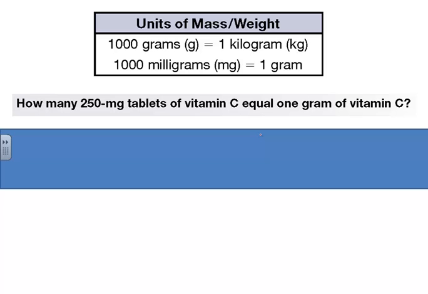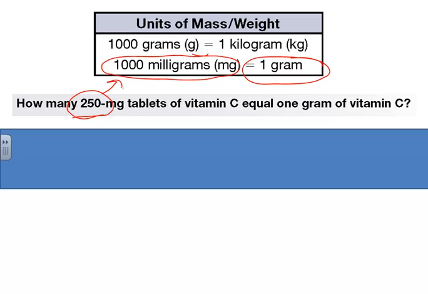So let's get another one. How many 250 milligram tablets of vitamin C equal 1 gram of vitamin C? Okay, let's take a look at that. So we've got to look at our milligrams. We know that 1,000 milligrams equals 1 gram. So 250 is what fraction of 1,000? Well, it would be a fourth. So there'd be 4 250s to get to a full gram.